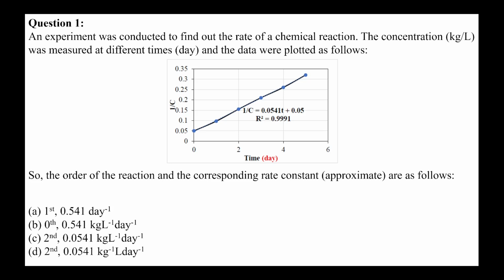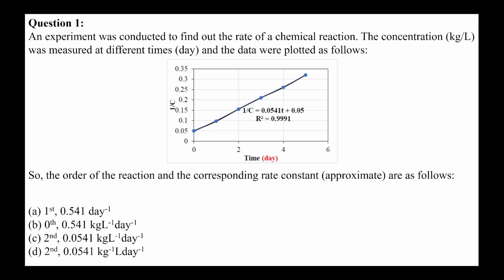Okay, so let's start with the first question now. An experiment was conducted to find out the rate of a chemical reaction. The concentration, that is given in kg per liter, was measured at different times. The unit of time is day here, and the data were plotted as follows. So there's a graph given, and an equation of the graph is given. It's a straight line plot. From this, you have to find the order of the reaction and the corresponding rate constant.